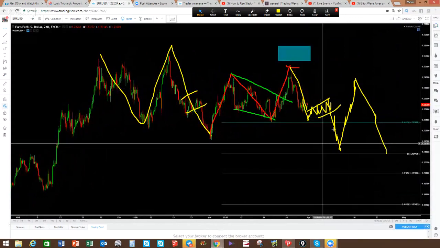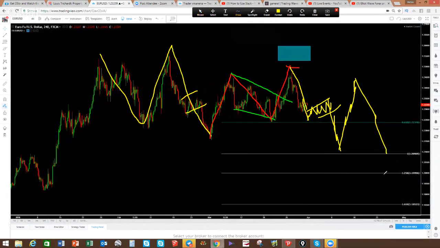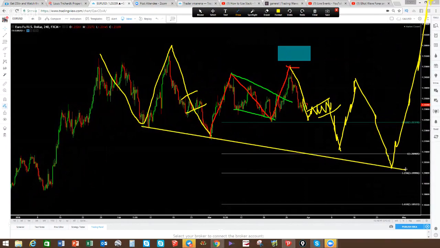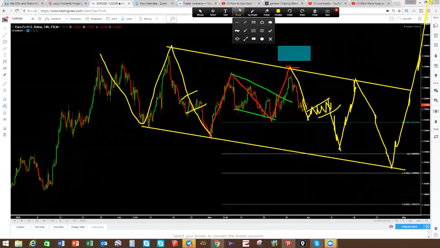Okay. That's the structure that we'll be looking at. And from there, we will look for this to go up, and that will be a big correction. I've been saying for the last couple of weeks, the bigger the correction, the bigger the move to the upside. Can you see what this structure gives you?